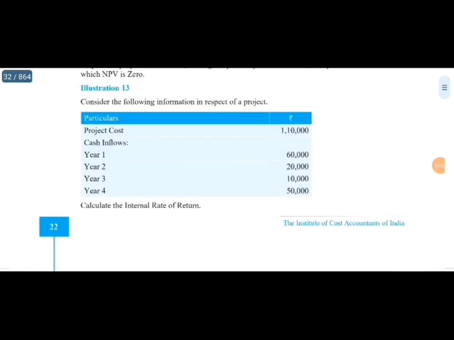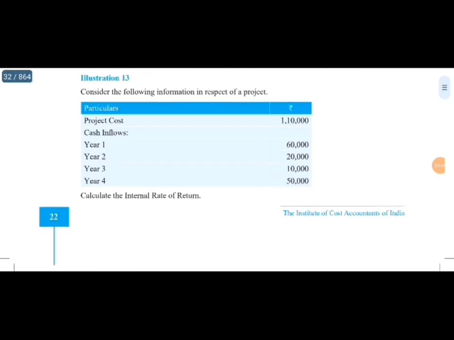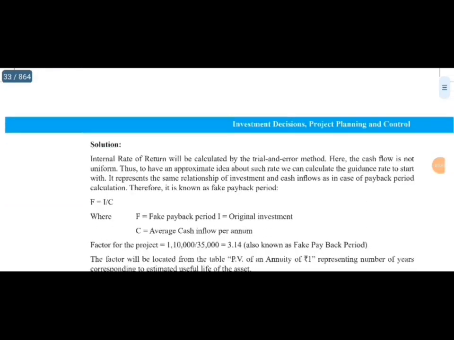Let's see illustration number 13, in which we are seeing the IRR method. Consider the following information in respect of a project. Project cost 1,10,000. Cash inflows: year 1 60,000, year 2 20,000, year 3 10,000 and year 4 50,000. Calculate the internal rate of return.